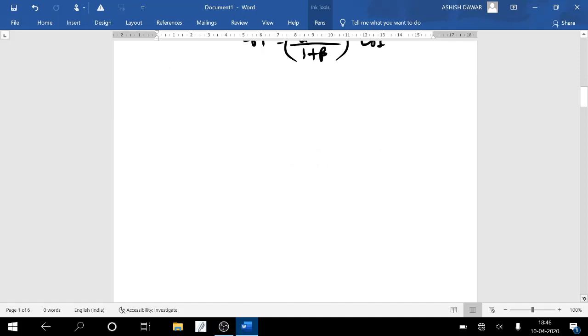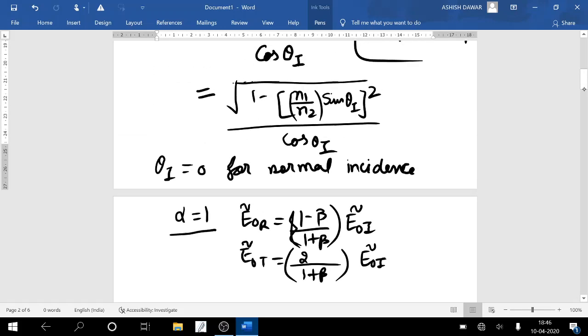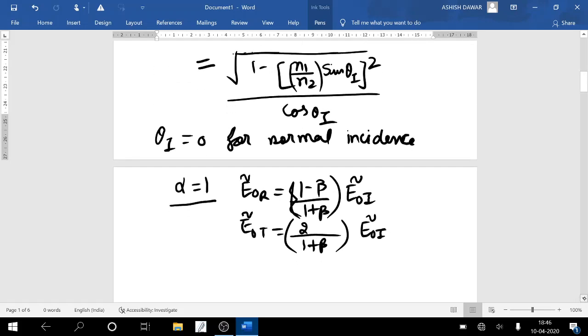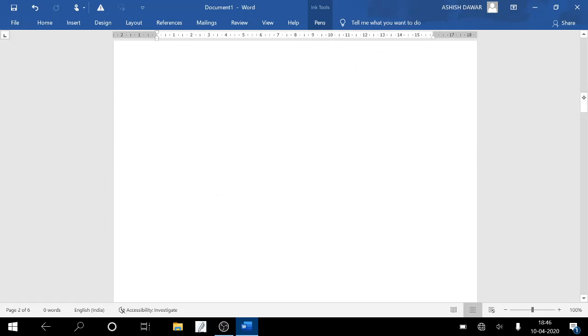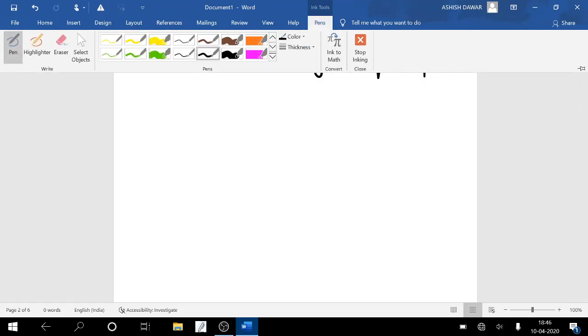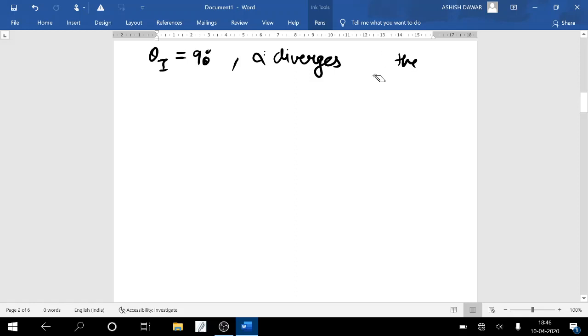At grazing incidence, that is theta equal to 90 degrees, alpha diverges and the wave is totally reflected.